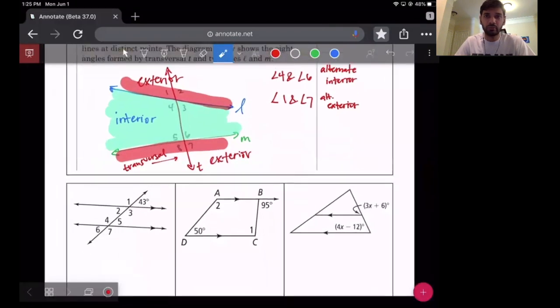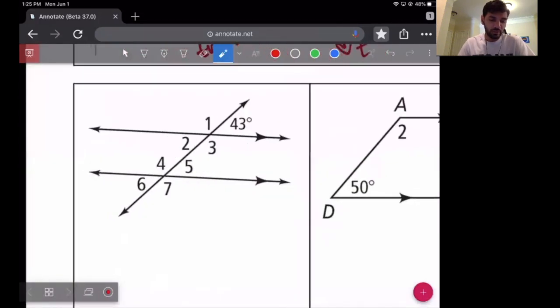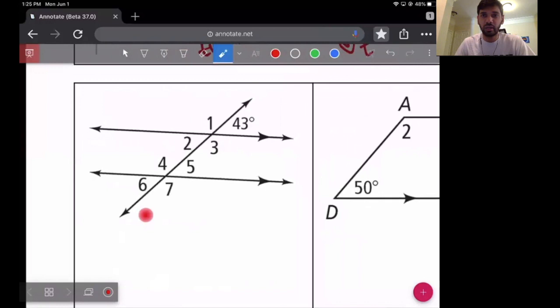Okay, now let's talk about a few examples down here. In this first problem, what we want to do is figure out the value of each of these angles.